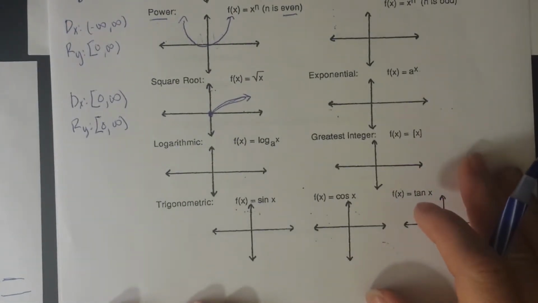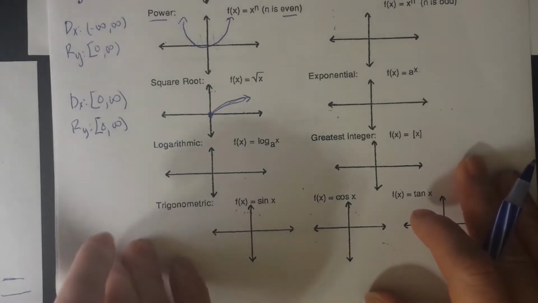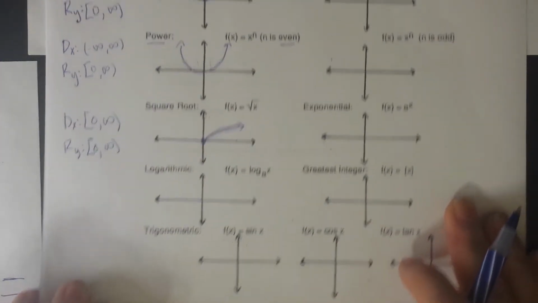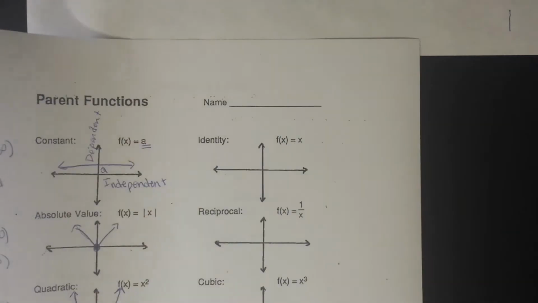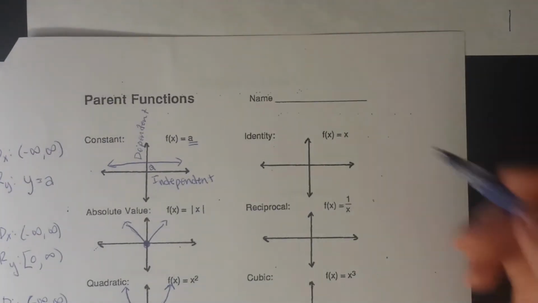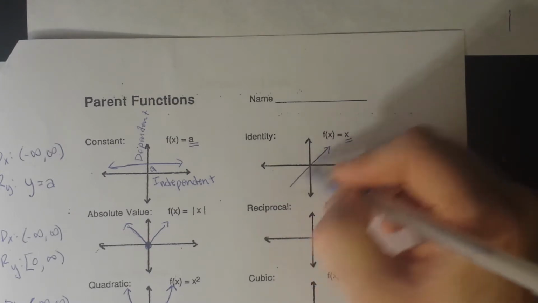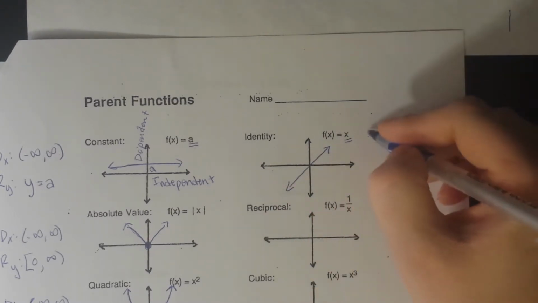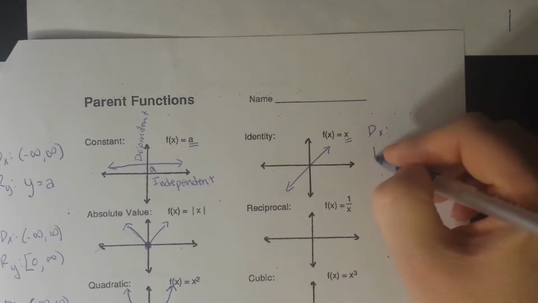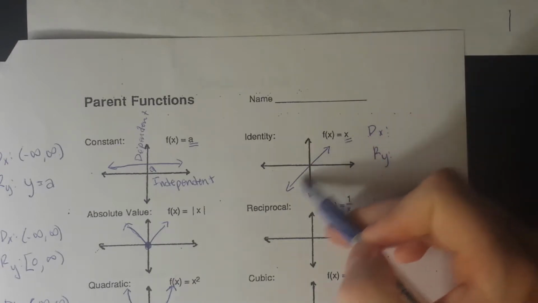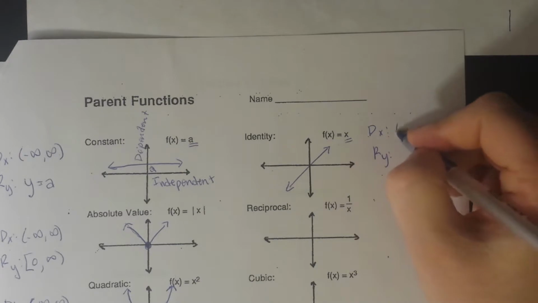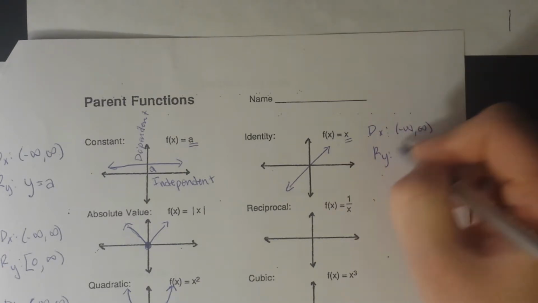I think I'll hold off on logarithmic for just a second. Okay, let's jump over to the identity. Identity function is just equal to x, which means it's linear. Okay, d sub x, r sub y. Linear goes left forever, right forever, down forever, up forever. So those are all infinities.